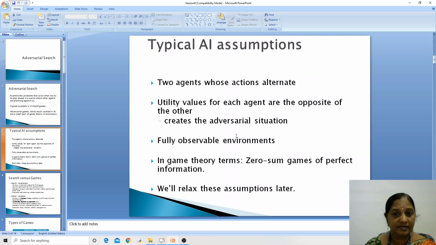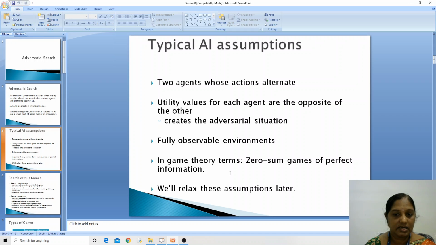This creates the adversarial situation. That means one player is always trying to increase their winning chance, and the other player is always trying to decrease the opponent's winning chance. Fully observable environments. Yes, this is a fully observable environment in which the two agents play the game. While they are playing, they should give the chance to the opponent once their task is completed.